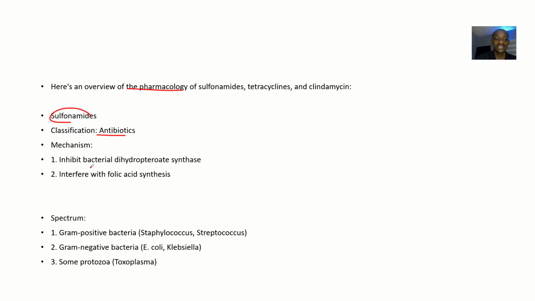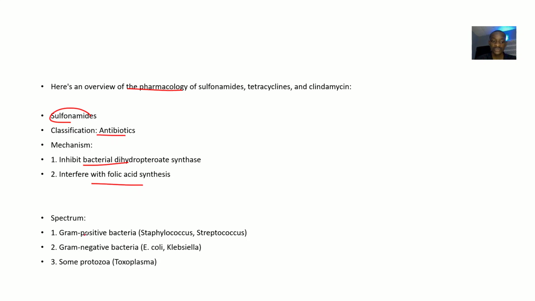Okay, mechanism: it inhibits bacterial dihydropteroate synthase. Okay, it's an enzyme, and this will now interfere with folic acid synthesis. All right, so there will be no folic acid synthesized for the bacteria, thereby inhibiting its growth or paralyzing it.